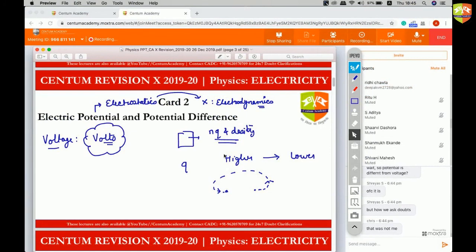Sir, Gokul and Trisha want you to repeat the starting of the volts part again. Okay, thank you very much. I'll repeat it.